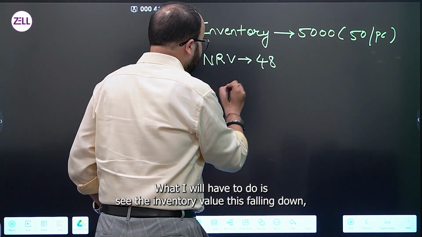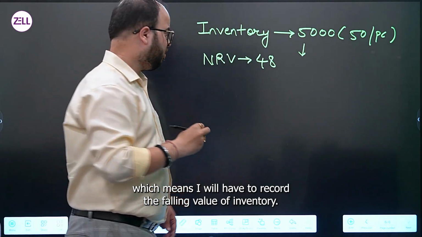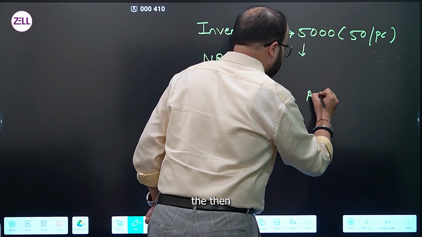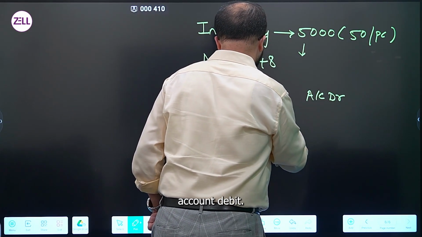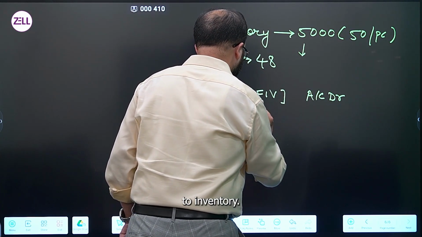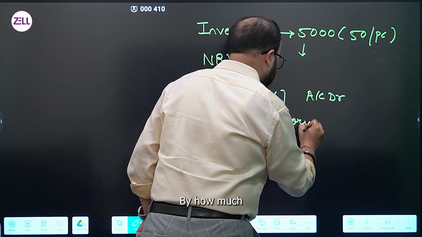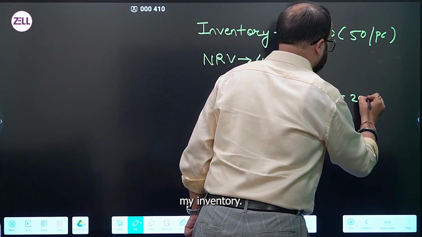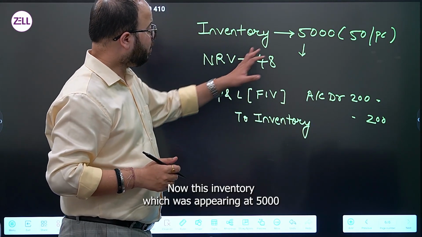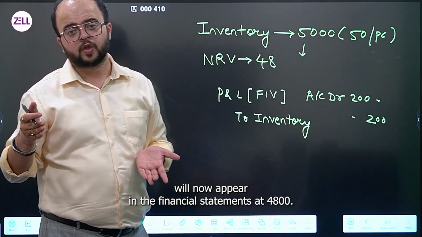What I will have to do is, see, the inventory value has fallen down, which means I will have to record the fall in value of inventory. I will have to debit the P&L account. This is the fall in value of inventory, by how much? By 200. Now this inventory which was appearing at 5,000 will now appear in the financial statements at 4,800.